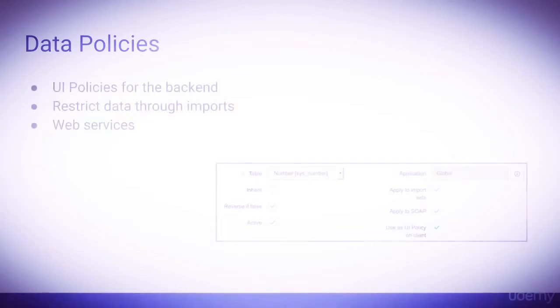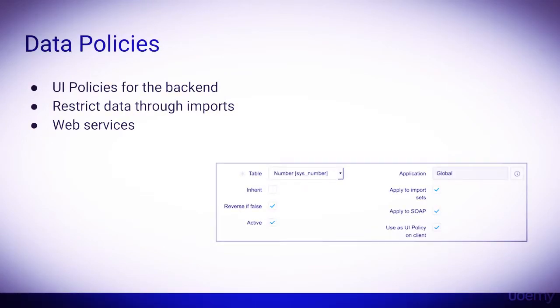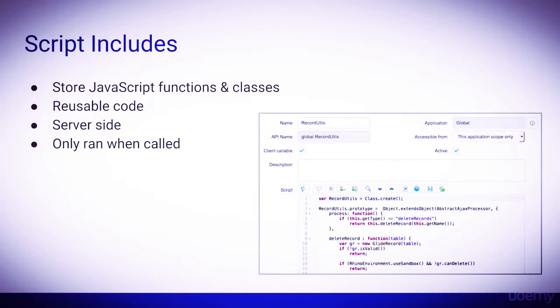Now we'll briefly talk about data policies. You can think of data policies as UI policies for the backend. That is, data policies restrict data on the server side as opposed to UI policies which work on the client side. So if you are using a web service or import set, data policies are used to restrict what comes through.